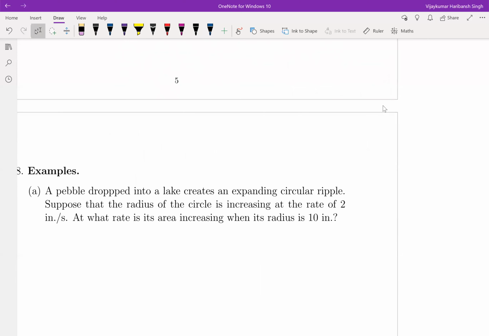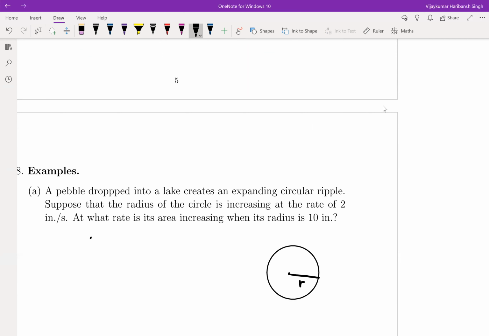Let's do the following problem now. So let's read the problem. A pebble is dropped into a lake, creating a circular ripple. Suppose the radius of the circle is increasing at the rate of 2 inches per second. At what rate is the area increasing when the radius is 10 inches? So this is a circular ripple. You drop a stone, and in the water, in the lake, it creates circular ripples which are expanding. So let R be the radius.